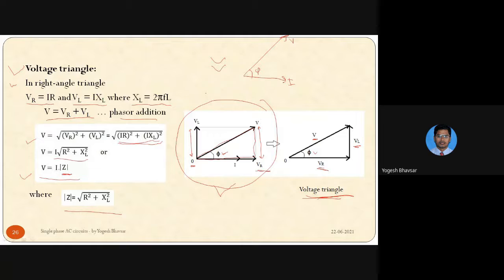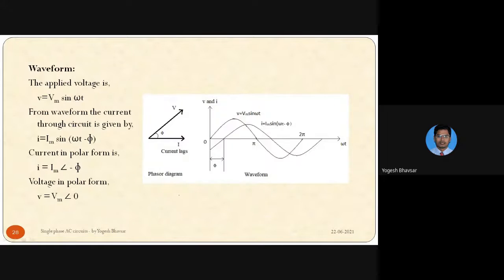This is the only phasor diagram for the series circuit. Current is lagging voltage by angle phi. We don't know this angle phi, so we can simply give some angle between V and I. So let us consider only this phasor diagram. Look at that. The resultant voltage is V and the current is lagging voltage by angle phi. So this is lagging. Right?